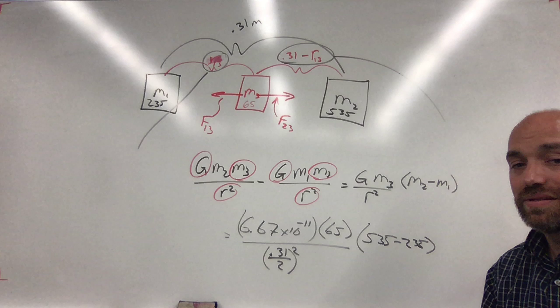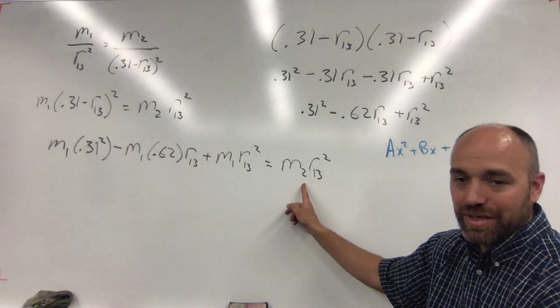How are we going to do that? The M2 is messing me up. Well, here's what you've got to think about. M1 and M2, they're just numbers. This one's 235 and 535 or something like that? Oh, yeah, okay. So that's just a number. Oh, so you just subtract the M2 R13 squared from the M1 R13 squared. Yep. And set it equal to zero.